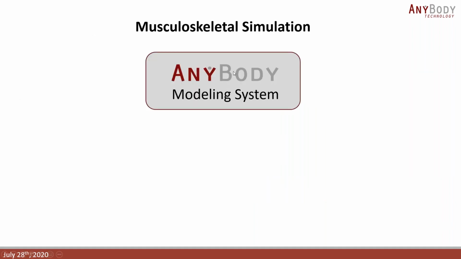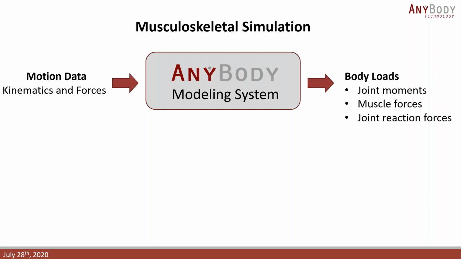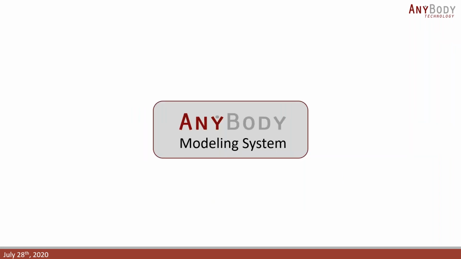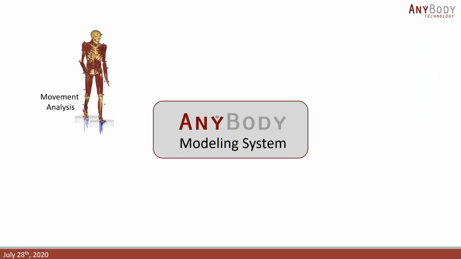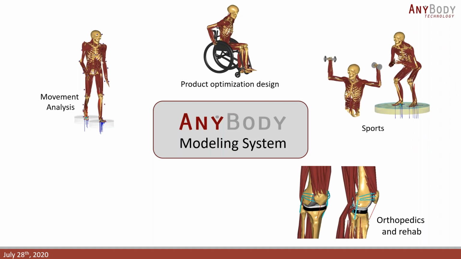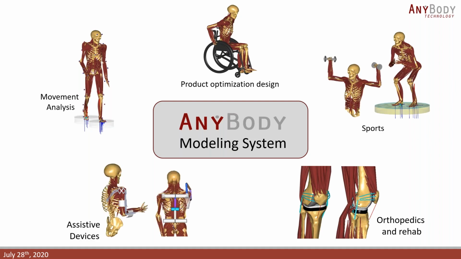But first of all, what is the Anybody modeling system? The Anybody modeling system is a software that allows you to do musculoskeletal modeling. As input, it takes motion data as kinematics and forces, and it calculates the internal body loads as joint moments, joint reaction forces, and muscle forces. And here in the bottom of the screen, you see a screenshot from the Anybody modeling software. So this is actually how the system looks. At the moment, Anybody is used in a wide variety of areas and applications, and a few examples of this are movement analysis, product optimization design, sports, orthopedics and rehabs, and assistive devices.